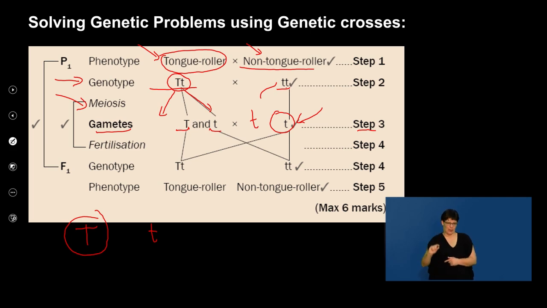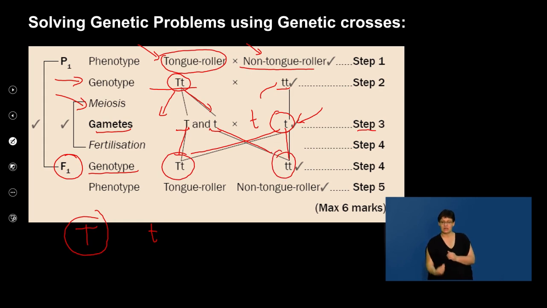The next process shows the process of fertilization, and that can be done using either the Punnett square or a simple cross diagram as I've illustrated here, where we cross the gametes that produce the possible F1 genotype ratio. These include an offspring that is heterozygous, as well as an offspring that is homozygous recessive, meaning having 2 small letters for this specific characteristic.